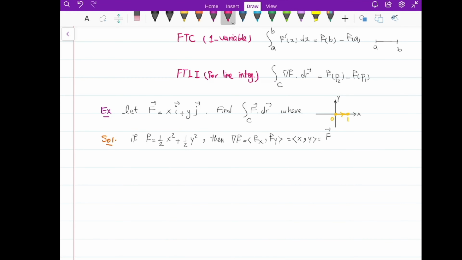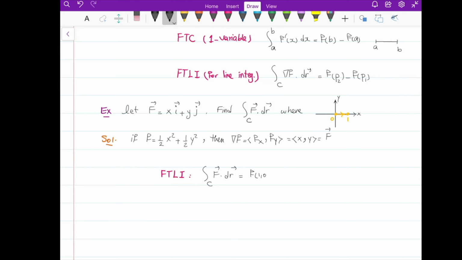So by the fundamental theorem of line integrals, the integral of f dr over the curve C is actually the potential function at the end point, which is what point?